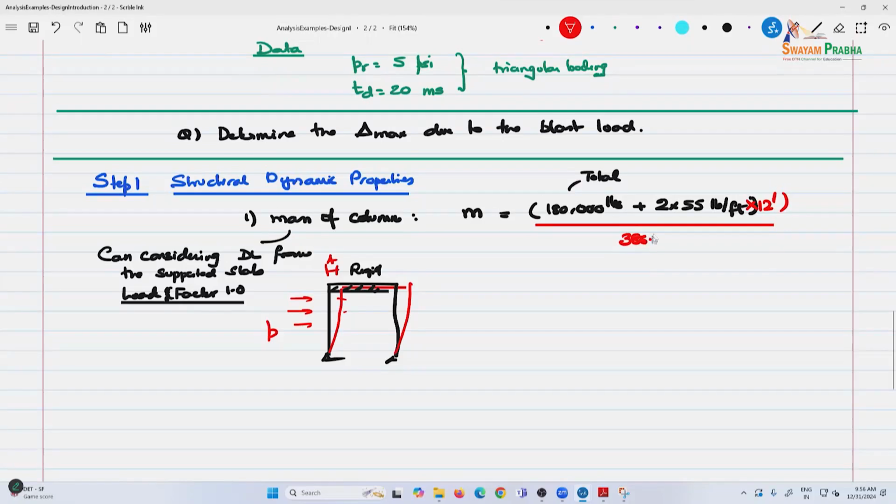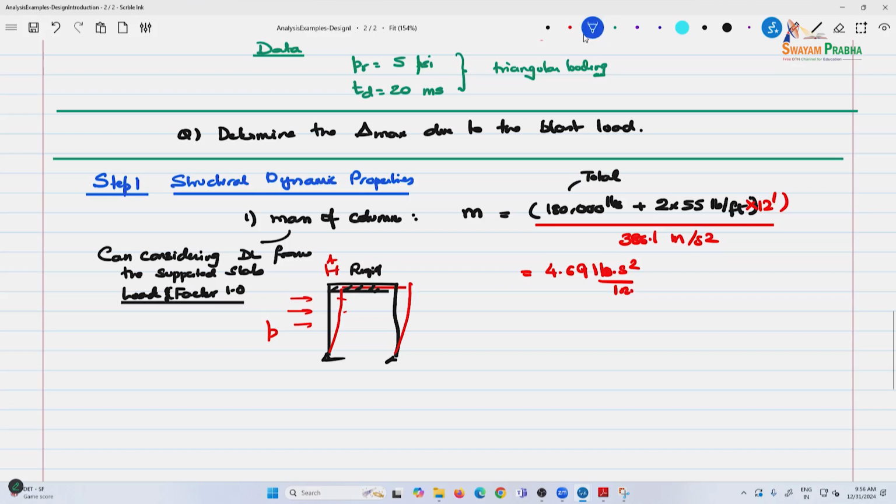So, that is why we are going to take the entire and take 2 times 55, and this is 12 feet and then divided by 386.1 inches per second square. So, comes to 4.69 pound.